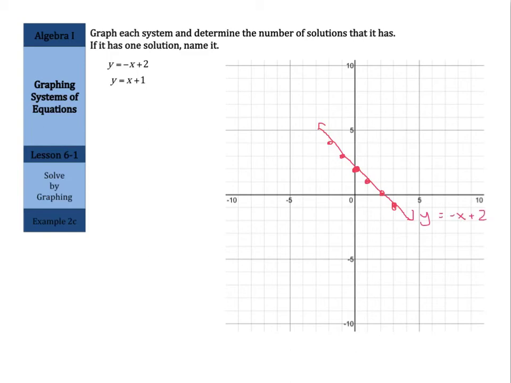As for y equals x plus 1, I have a y-intercept of positive 1. And my slope is 1, so up 1 over 1. Up 1 over 1. Or down 1, back 1. And if I draw this in, and that was y equals x plus 1. Hopefully you can see where I do have an intersection right there.